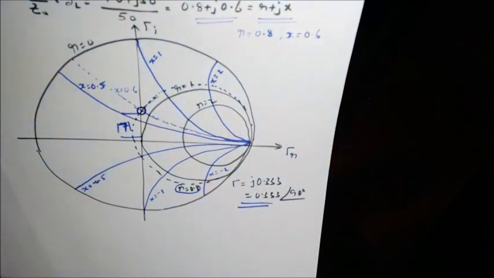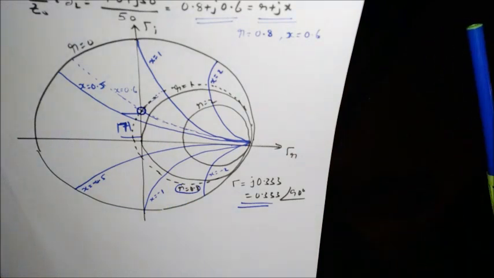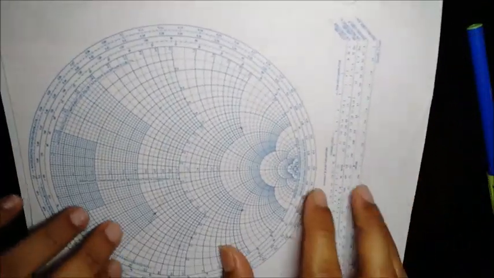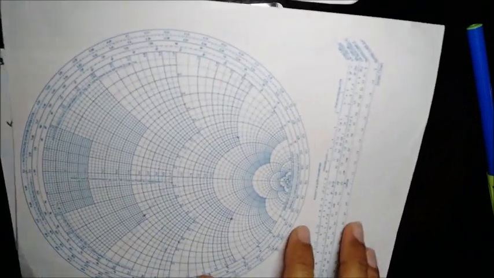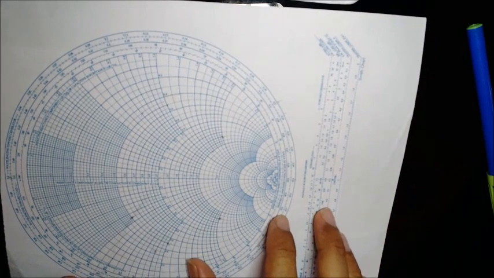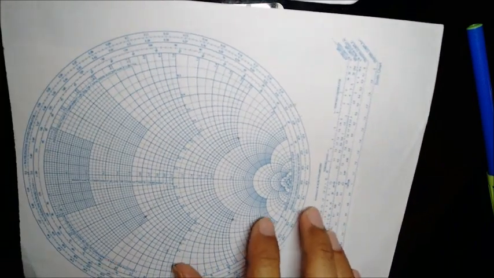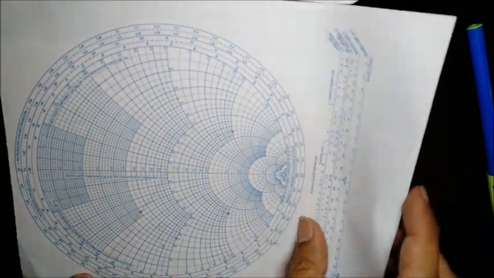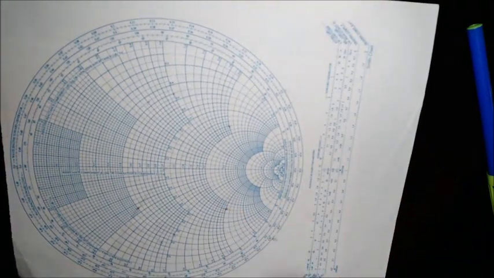So now I will show how it is done on a Smith chart. I have an actual Smith chart here. I will upload a PDF version of this in the Google Classroom so that you can download it and have it with you. You have to have a hard copy with you because you have to do some calculations on this.